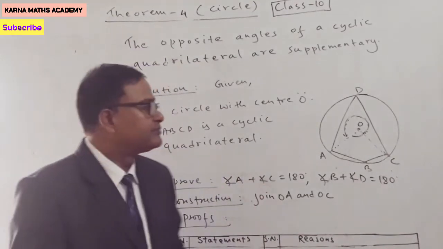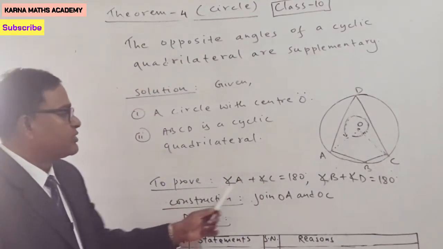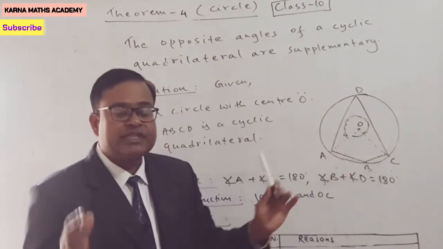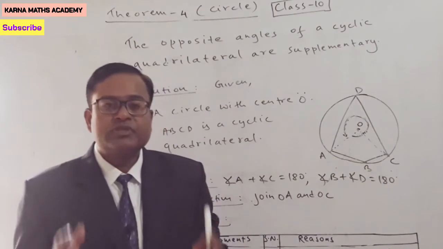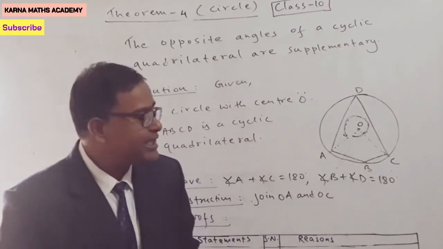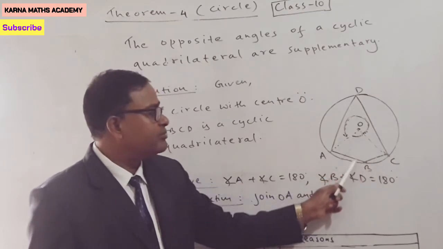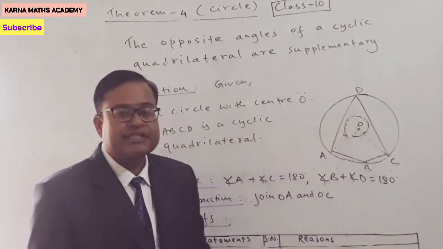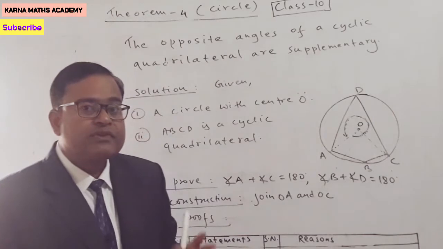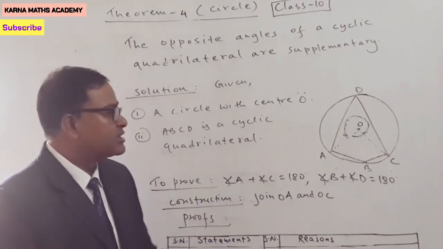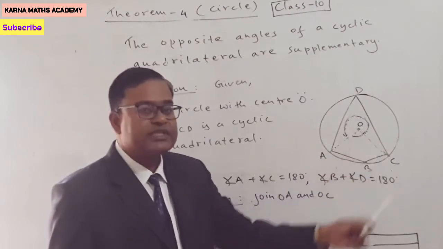So we have to prove the opposite angles. That means angle A plus angle C is equal to 180 degree. We have to prove that the opposite angles of a cyclic quadrilateral are supplementary. That means angle A plus angle C is equal to 180 degree and angle B plus angle D is equal to 180 degree. Now we have to take construction. So we have to join OA and OC.